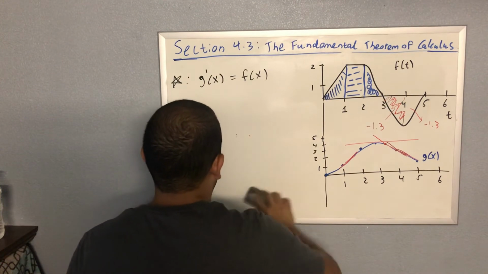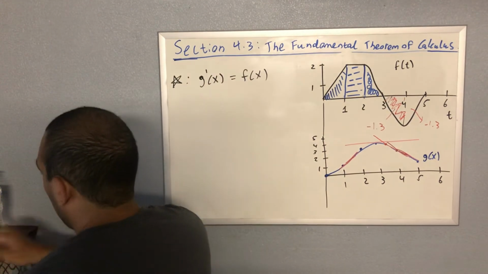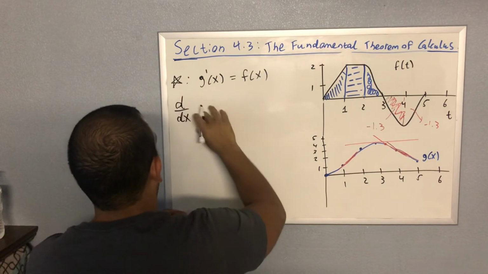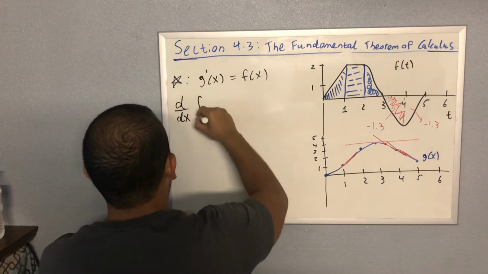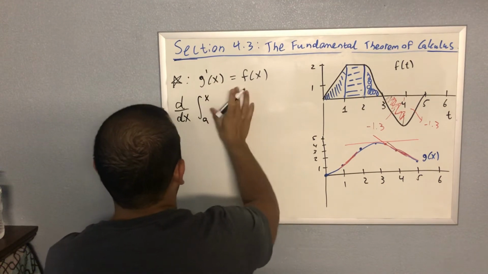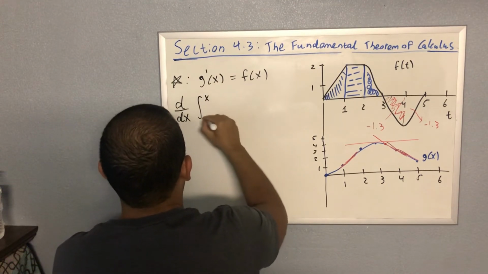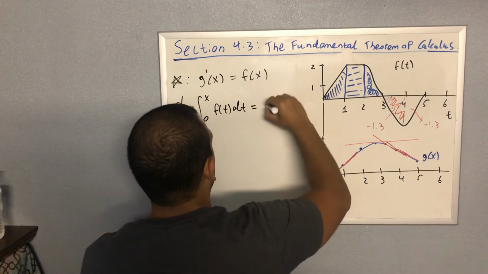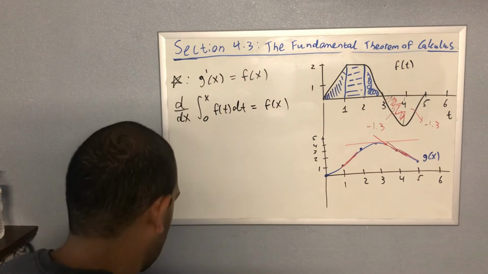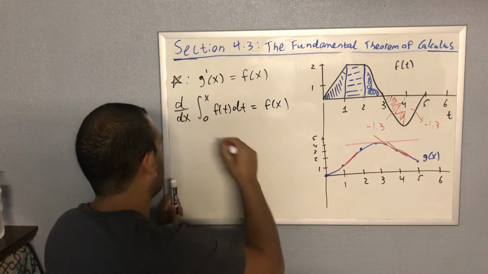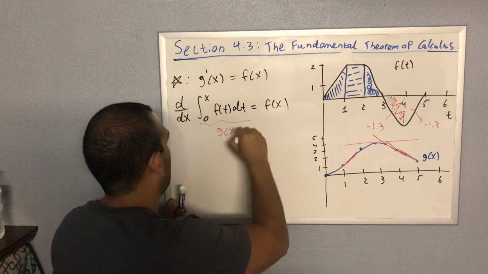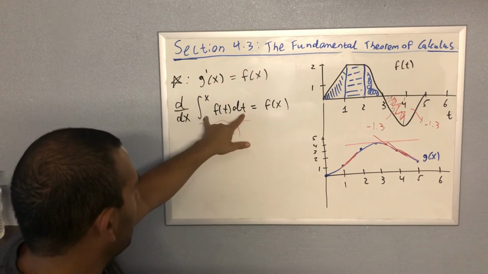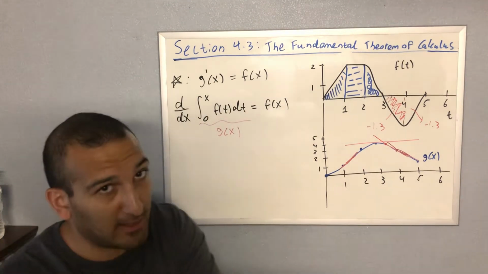Well, g was this integral thing, right? So remember, how do you write the derivative? What we're saying is that the derivative of g, well, what was g? It was the integral from a to x, or 0 to x, of f of t dt, and the derivative of that is just f of x. That's what we're saying, because this is g of x. So we're saying the derivative of g is f. And we saw that very clearly.